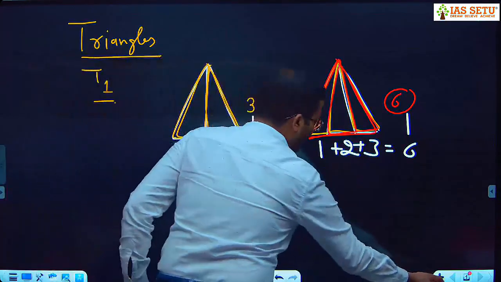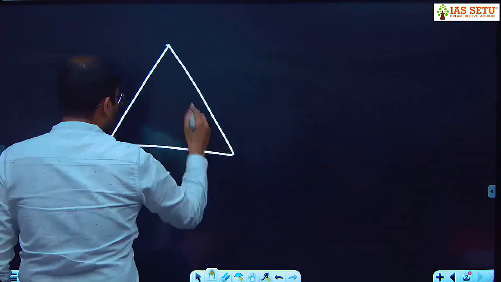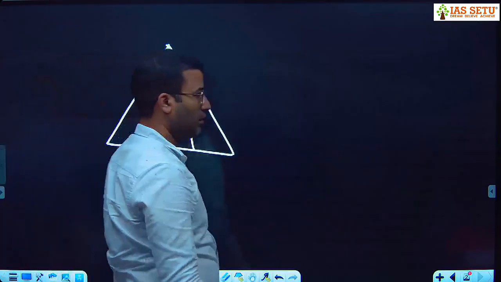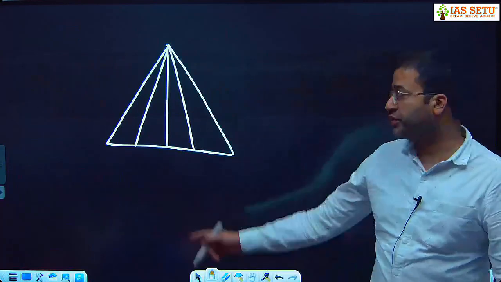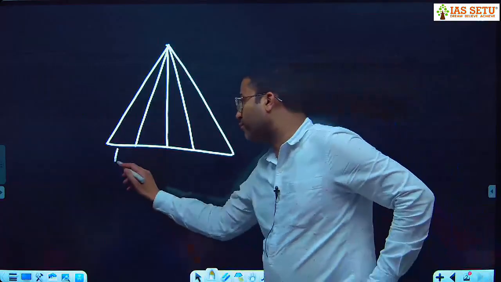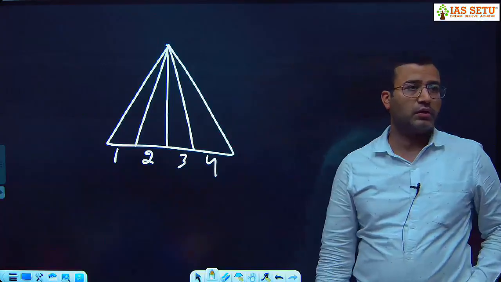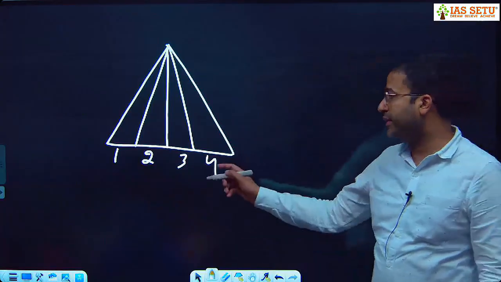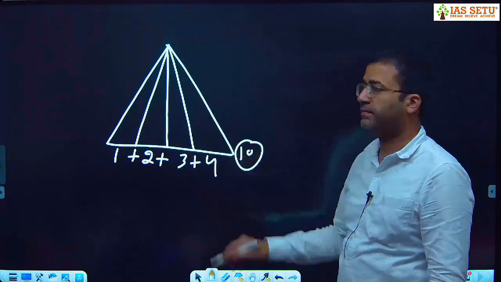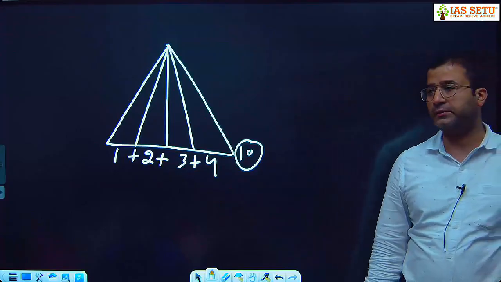Let me take one more example. Now, in this figure, this base is divided in 4 parts. So we write 1, 2, 3, 4. So how many triangles are there? 1 plus 2 is 3, 3 plus 3 is 6, 6 plus 4 is 10. So in this given figure, we have 10 triangles.